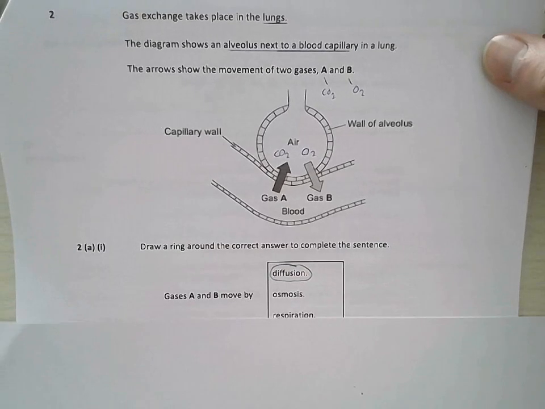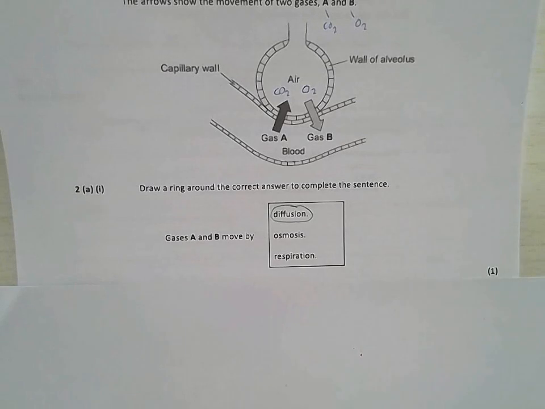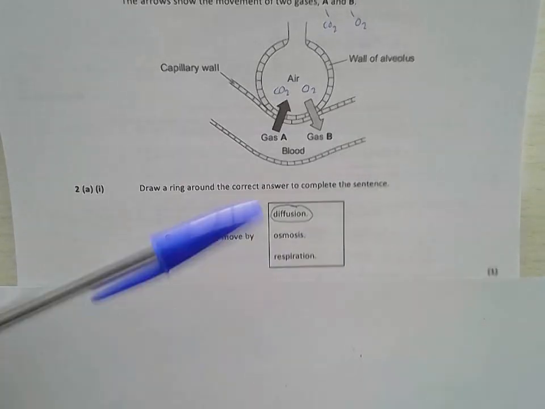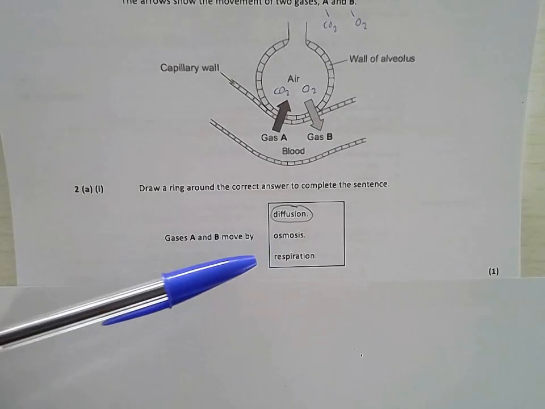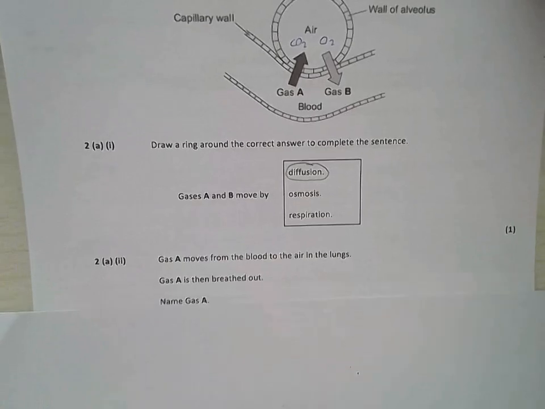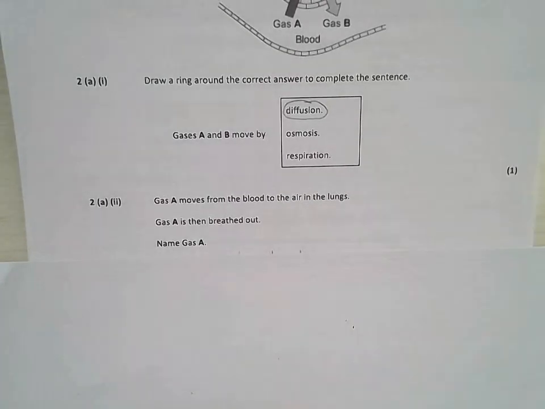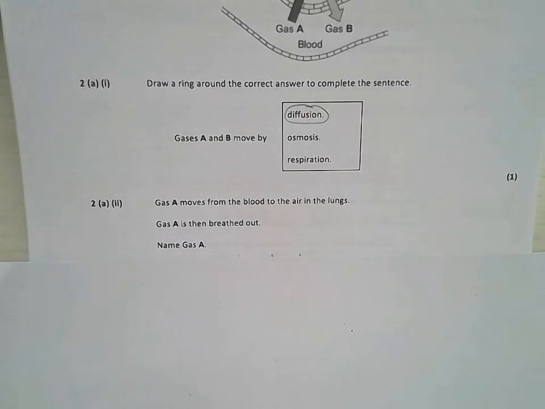First, we have to draw a ring around the correct answer. Gases A and B move by diffusion. This is a diagram of gaseous exchange, and oxygen and carbon dioxide move by diffusion. It can't be any of the others. Osmosis is only about water, and respiration is not a process that helps gases move at all; it's to release energy. Next, gas A moves from the blood to the air in the lungs, and gas A is then breathed out. That is carbon dioxide.